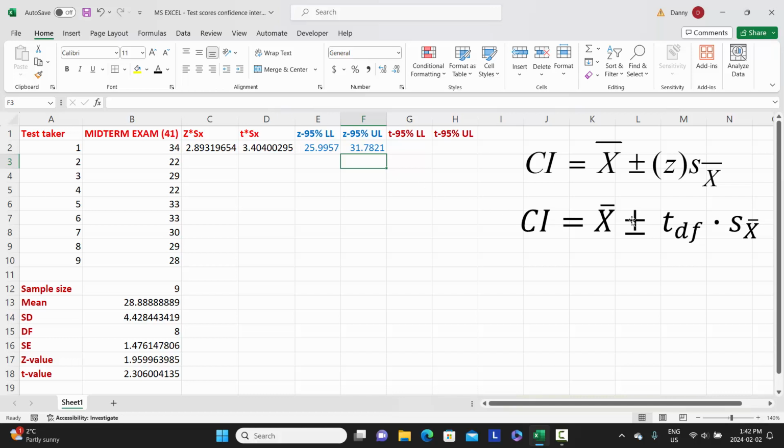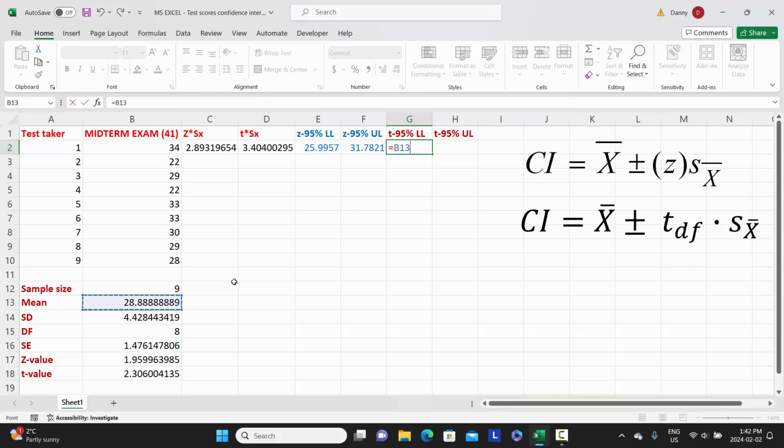But now I want to repeat this for the second equation using my t-statistic, and the second equation is by many accounts a more appropriate one to use because we do have a relatively small sample size. So I'm going to follow the same pattern. I'm going to hit the equal sign. I'm going to get my average, and I'm going to dash. I'm going to subtract that now from the value of t times the standard error.